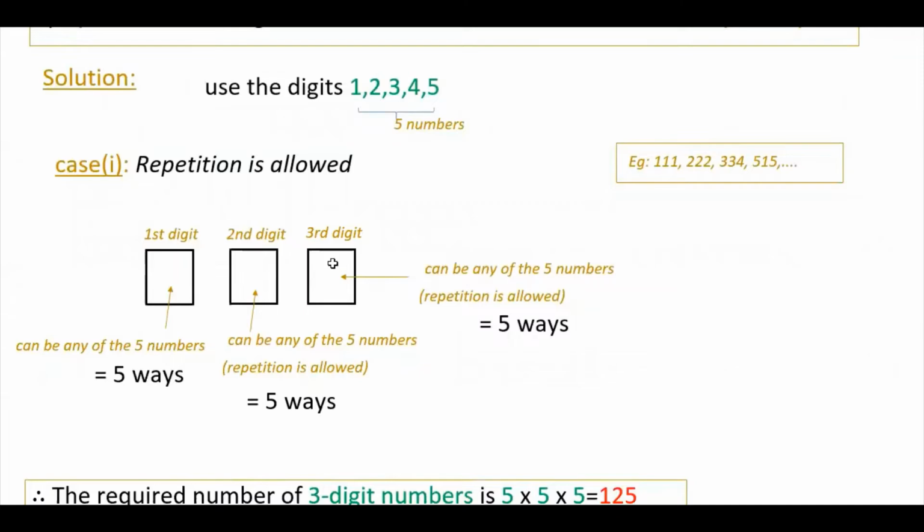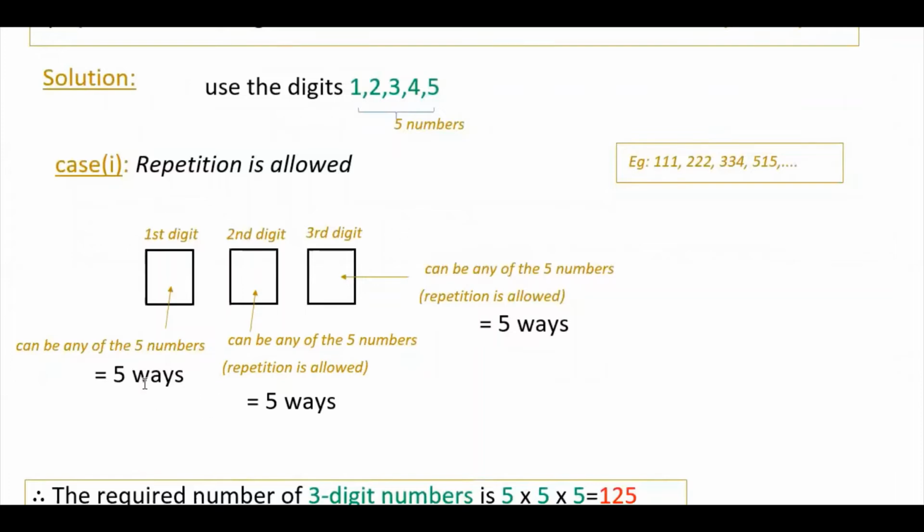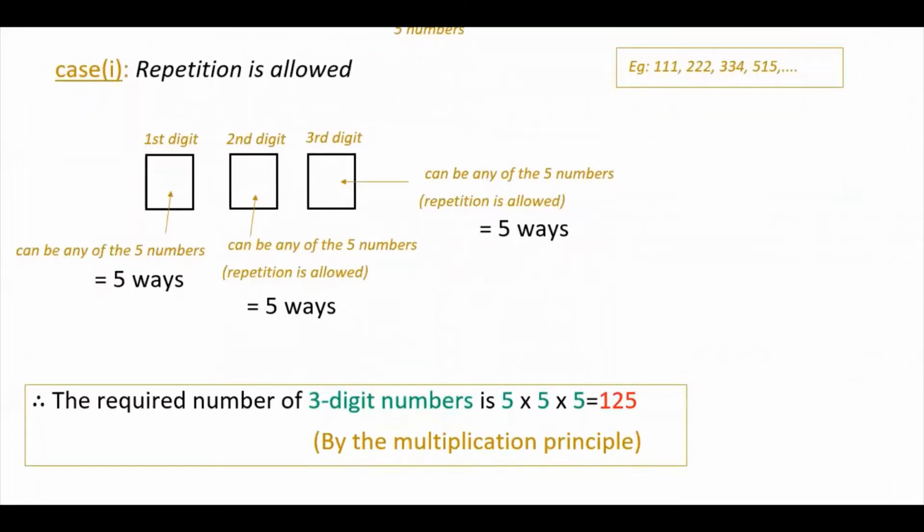And in the third digit also you can write any of these numbers, because it is not an even number only. See here, 3-digit number only. So you can write any of these numbers. So here all are equal: 5 ways, 5 ways and 5 ways. For example, if repetition is allowed, these are the numbers you can form: 1, 1, 1, 1, 2, 2, 2, 3, 3, 4, etc. These types of numbers you can form. And the required number of 3-digit numbers here is 5 into 5 into 5, that is equal to 125.